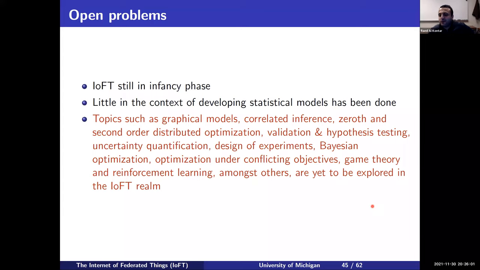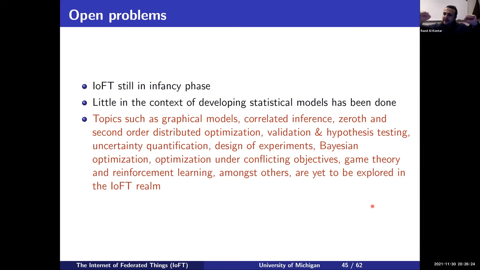There are a lot of topics to explore: graphical models, how to learn a graph over clients, correlated inference, what happens if you have correlation, zeroth and second order distributed optimization, can we move beyond first order methods, validation and hypothesis testing, how to quantify uncertainty, how to do distributed and federated design of experiments, how to do Bayesian optimization.